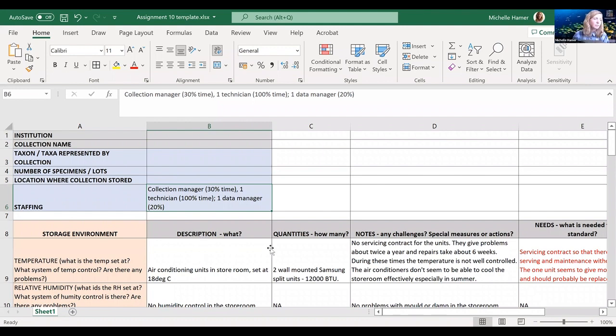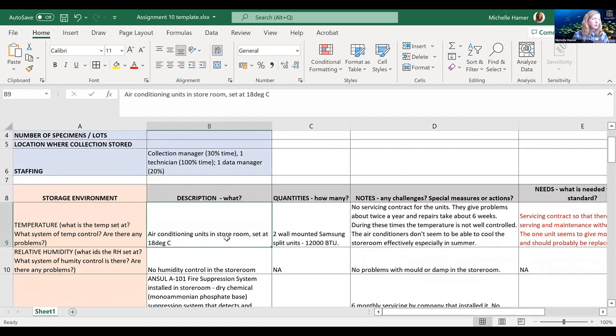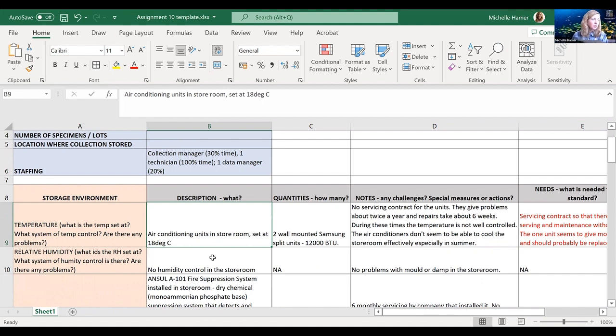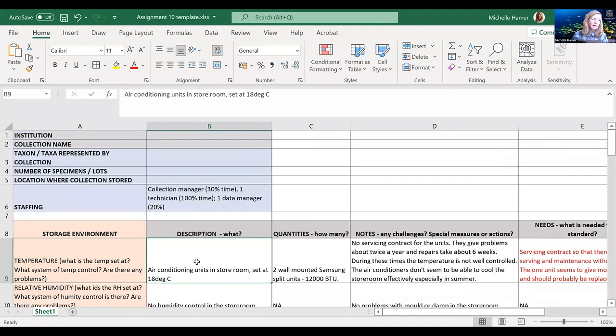Okay, so then I think there are a lot of questions and a lot of items to work through. And the first lot is about the storage environment. So the temperature, humidity, fire suppression, fire doors, light switches. So this is the actual storeroom. And put in as much detail as you can, because it helps with planning.